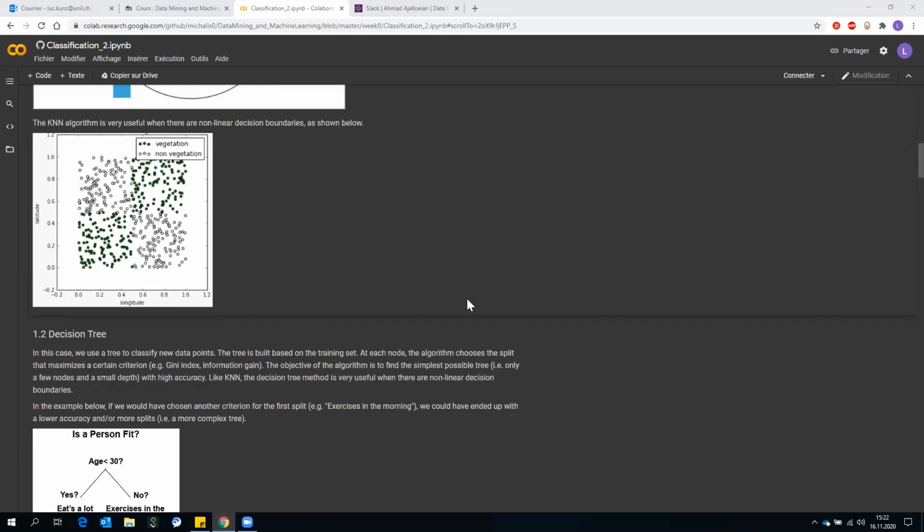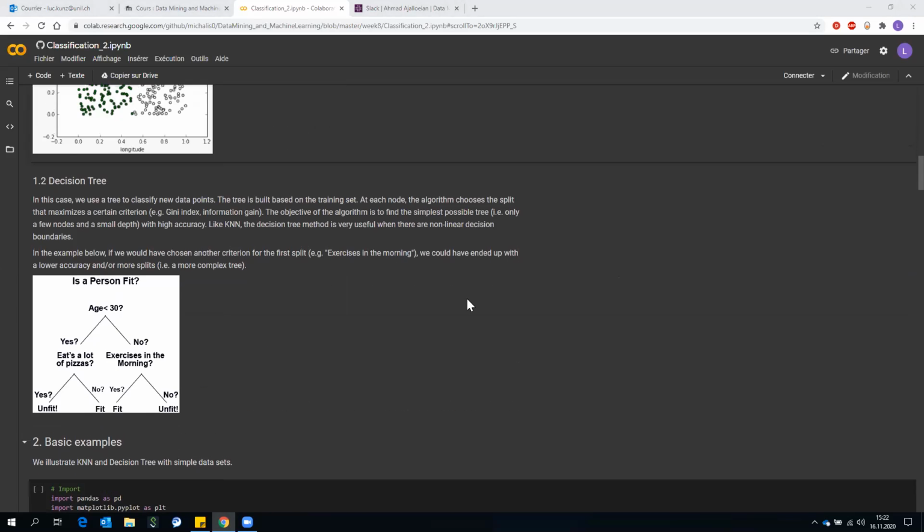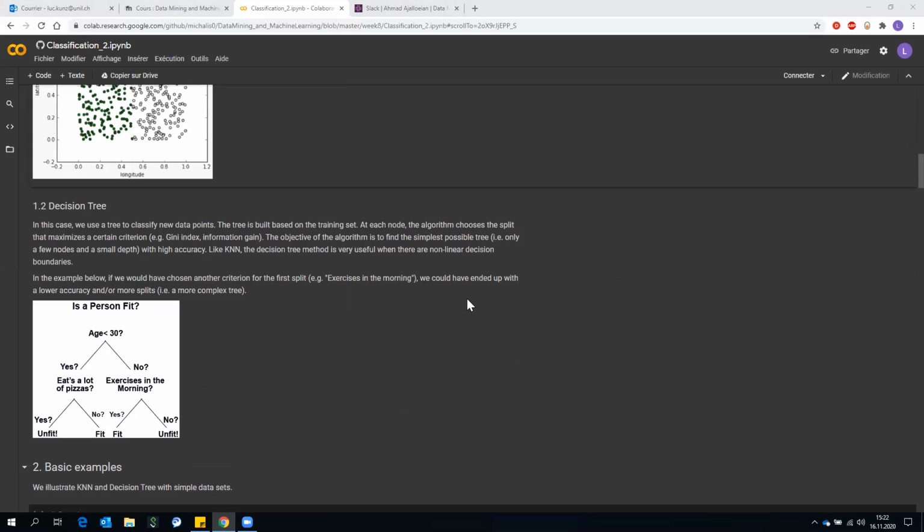And decision tree, we use a tree to classify new data points, and you build the tree on the training set. And at each node, you have to split, and you choose the split that maximizes a certain criterion. I don't know what you saw in class, but there are basically two: the Gini index or the information gain, when you minimize the entropy.